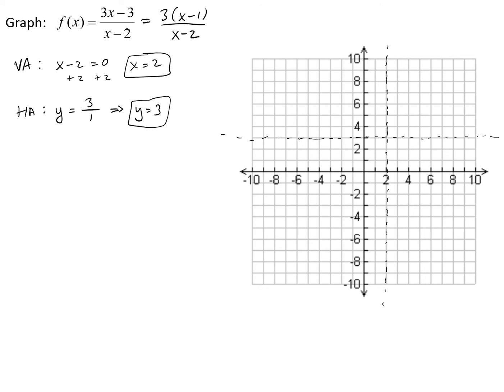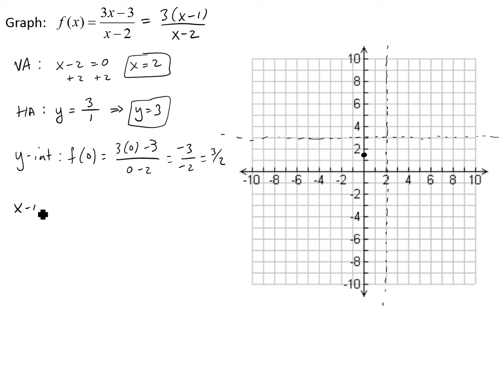Now we need some specific points on our graph, and some of those points we want to find are the intercepts. The y-intercept is usually the easiest one to find. We find that by plugging in a 0 for x. If I plug in a 0 for x, we get on the top a negative 3 and on the bottom a negative 2. So we have 3 over 2, that's 1.5. So we'll go ahead and plot that point there.